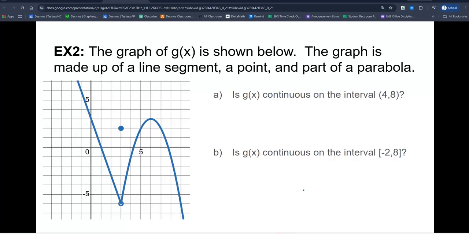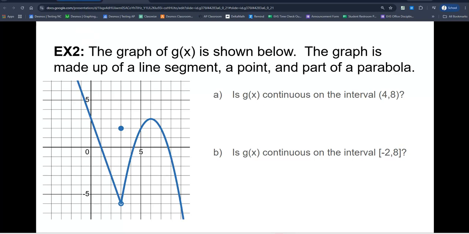These don't say justify your answer. I didn't make them multiple choice, but I'm going to act like these are ones we don't have to justify our answer for. So we've got the graph below. It's made of a line segment, a point, and a part of a parabola. Is g continuous on the interval from 4 to 8?